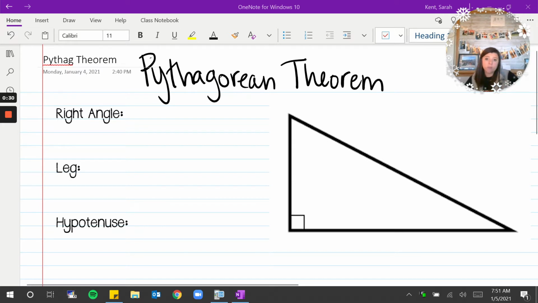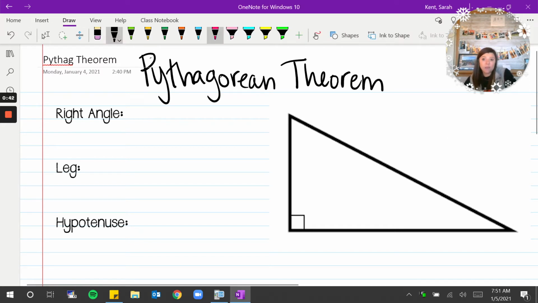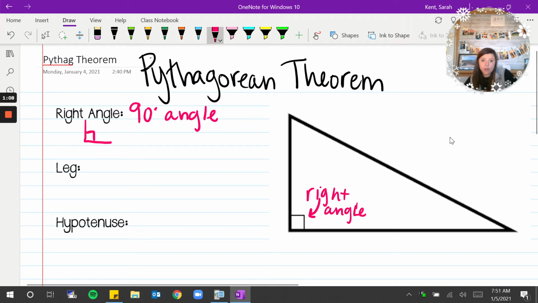So first we're going to look at some vocab and then we're going to look at how we can find a missing side length. First, let's review what a right angle is. A right angle is a 90-degree angle. It's shown by having a box in the corner. We can see we have one right here in this picture. This is our right angle. If you do not have a right angle, we cannot use the Pythagorean theorem.